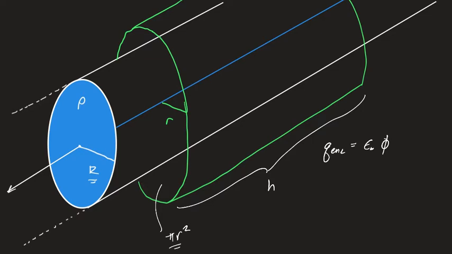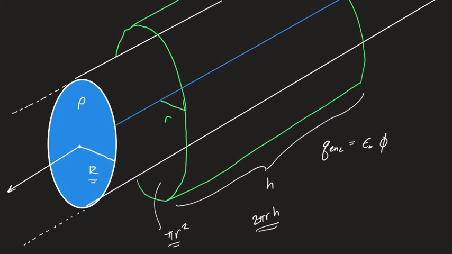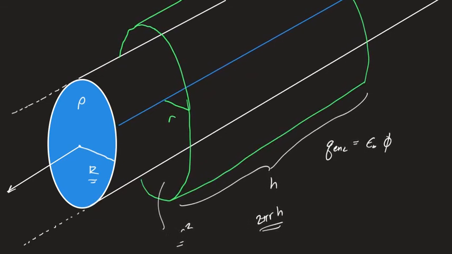That all okay so far? And that means the external area of the cylinder is going to be 2 pi r h. All those things okay so far? So we're just talking about the area of that side of the Gauss's surface. It's a can, you know.